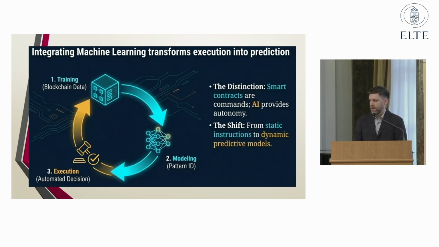So this is just a very simple figure about how to integrate machine learning systems into blockchain technology. So we have a training database, a blockchain-based training database. It can be personal data. But of course, when it is personal data, then we have to apply the GDPR. And we have some kind of algorithm that searches for patterns and the execution of automated decisions. So the distinction is that smart contracts are commands, while AI provides autonomy, from static instructions to dynamic predictive models.